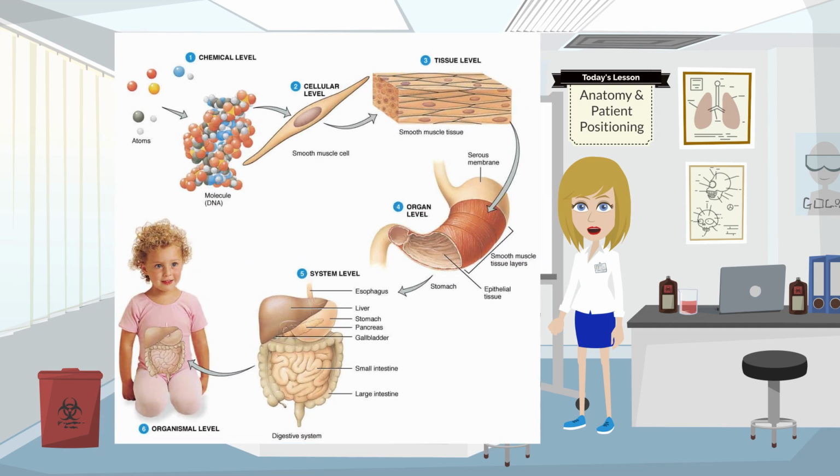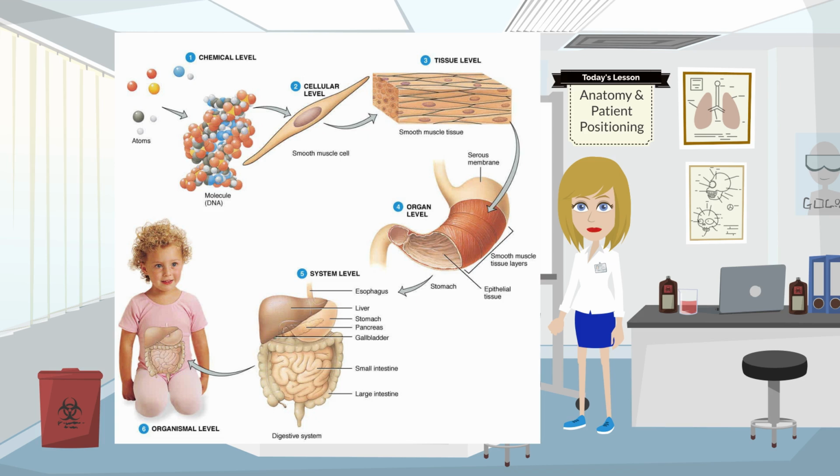There are 6 levels of structural organization of the human body. The first level is molecules and atoms. This is referred to as the chemical level of organization. The next level is the cellular level. Cells are the smallest units of living things.